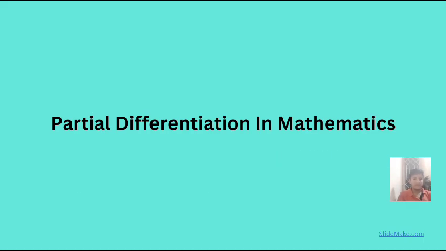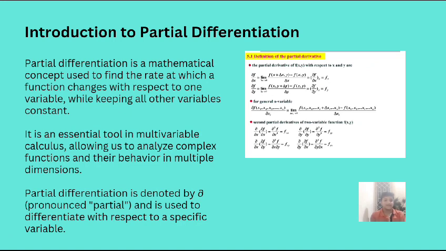Today's topic is partial differentiation in mathematics. Introduction to partial differentiation. Partial differentiation is a mathematical concept used to find the rate at which a function changes with respect to one variable, while keeping all other variables constant. It is an essential tool in multivariable calculus, allowing us to analyze complex functions and their behavior in multiple dimensions. Partial differentiation is denoted by del and is used to differentiate with respect to a specific variable.